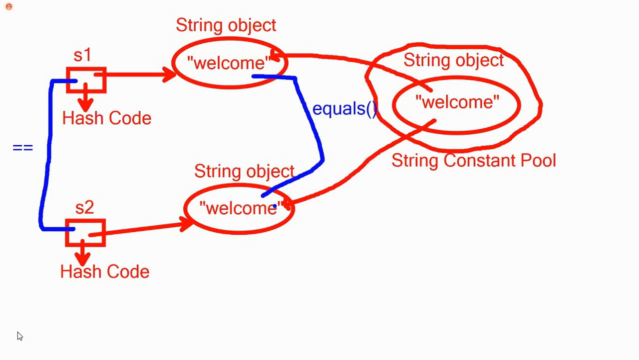Is it over? Here, you observe. The equals method compares the content of objects. The equals operator compares the hash code. That point, note down.